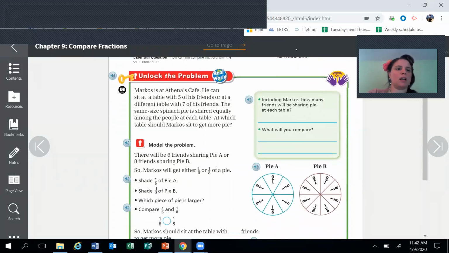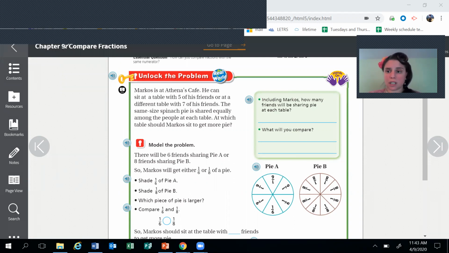Let's go ahead and unlock the problem. Marcos is at Athena's cafe. He can sit at a table with 5 of his friends or at a different table with 7 of his friends. The same size spinach pie is shared equally among the people at each table. At which table should Marcos sit to get more pie?